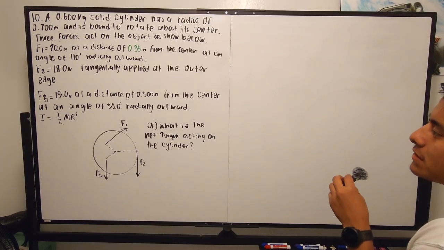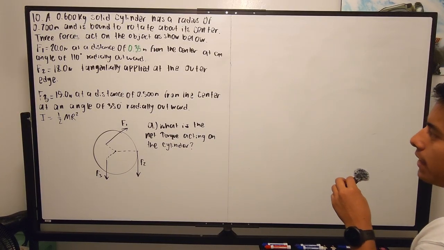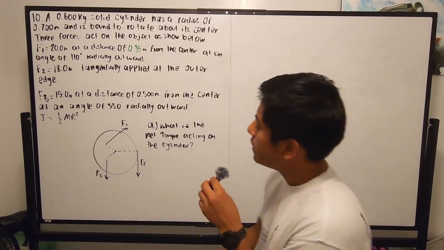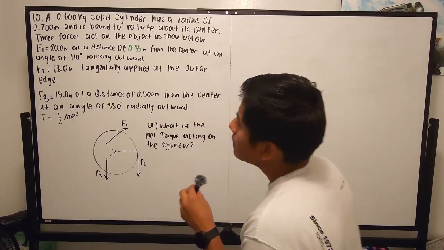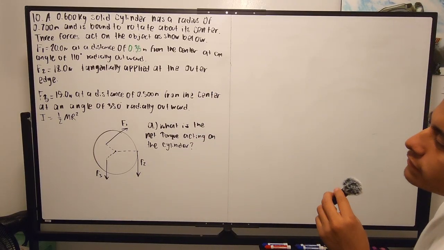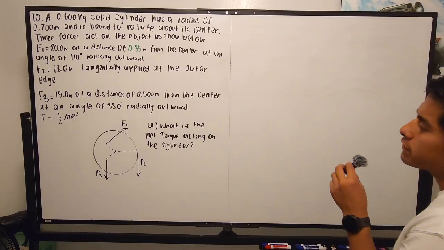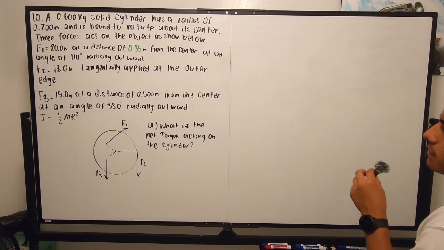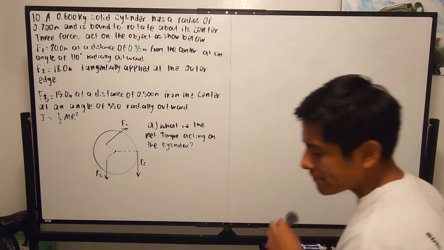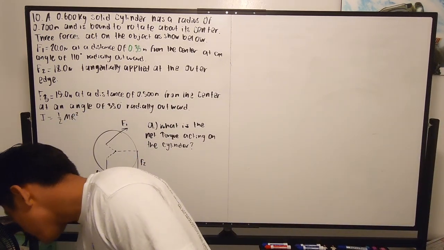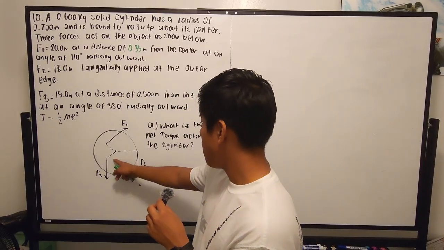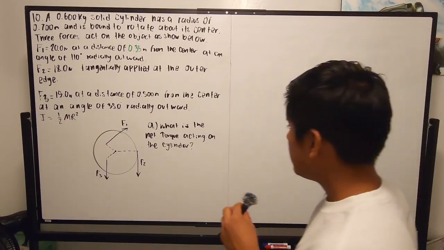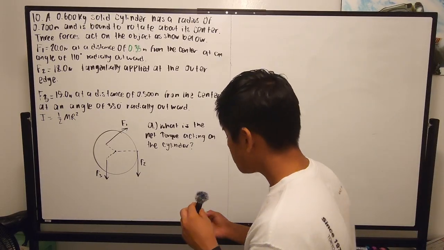Force 2 has a magnitude of 18 newtons tangentially applied at the outer edge. Force 2 is this one right here, and its radius is just the radius of the cylinder. And then force 3 has a magnitude of 15 newtons at a distance of 0.5 meters from the center at an angle of 35 degrees radially outward. That's this one. And then part A is asking us, what is the net torque acting on the cylinder?